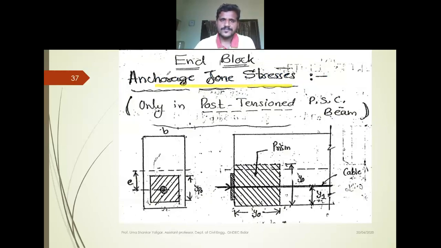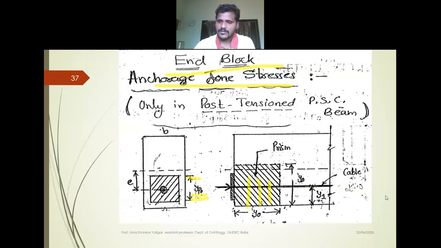Now, in the end block, it may be called the end block or the anchorage block. A lot of names are there, so don't get confused. As we have seen in the previous class, whenever you have the plate, normally the plate thickness is represented by Y P naught. At the end of the member, it is subjected to more stress. That's why we need to provide some reinforcement near the member's end to take care of this heavy stress from the transfer of pre-stress.